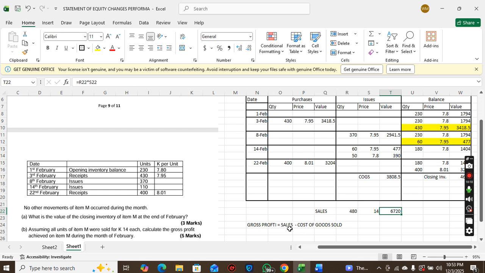So our gross profit: 6,720, sales minus cost of goods sold, 3,808.5, gives 2,911.5.